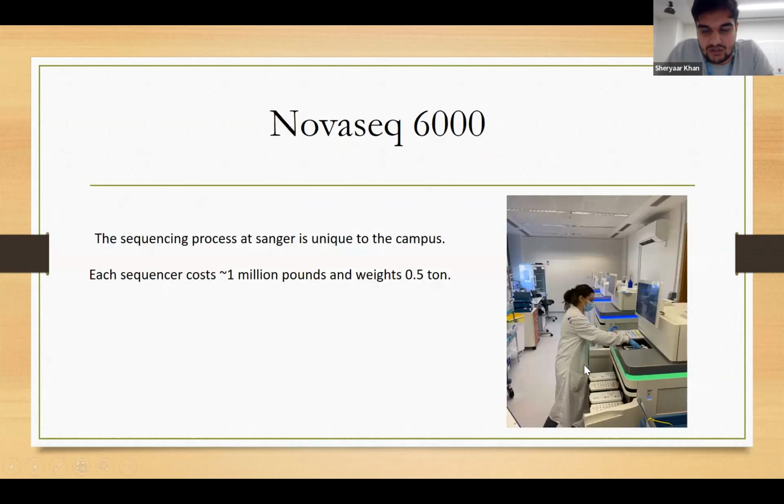So this is the NovaSeq. This is my colleague, and we're loading one of the machines. This is what it looks like inside. It's pretty big. It's about half a ton, and it costs about £1 million if you were to buy one now. I think Sanger gets them at a little bit of a discount. They're very expensive, but they're very accurate, and they get something like 99.99% of the bases correct.